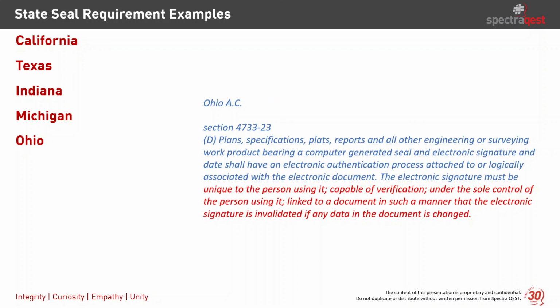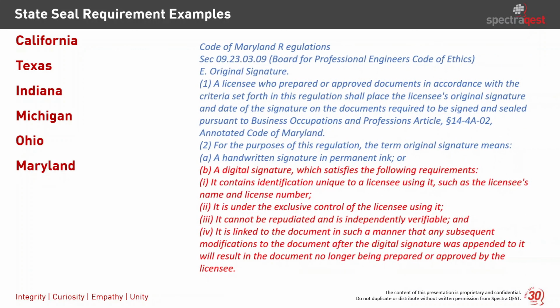Ohio starts to get interesting. The red bit of text in the code here states that the electronic signature must be unique to the person using it, capable of verification, under the sole control of the person using it, linked to a document in such a manner that the electronic signature is invalidated if any data in the document is changed. We can pretty quickly and pretty easily see that a simple image in this case will not meet these requirements.